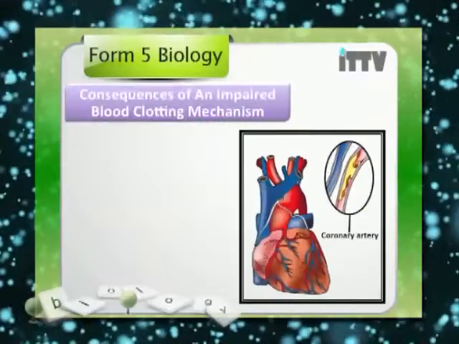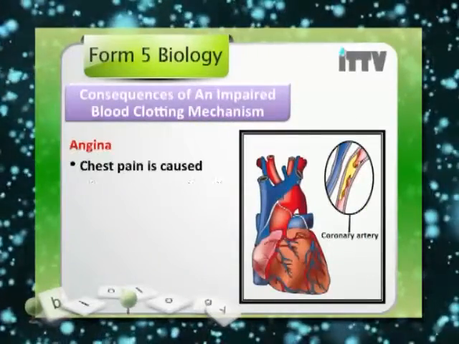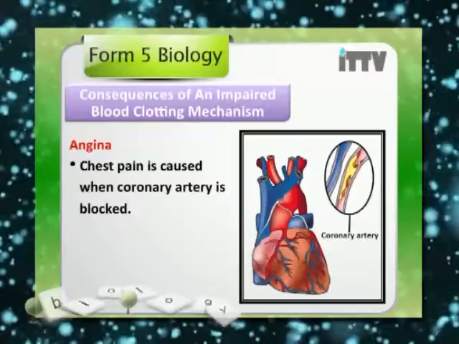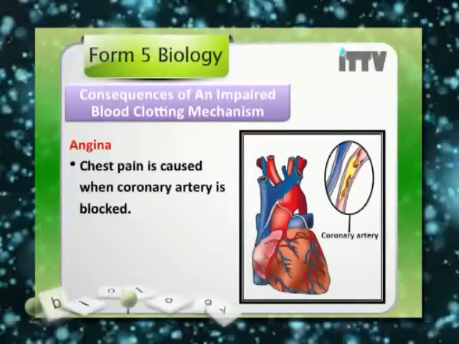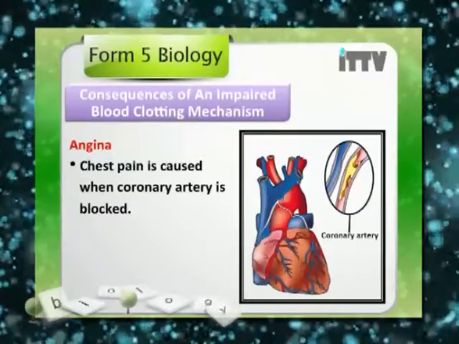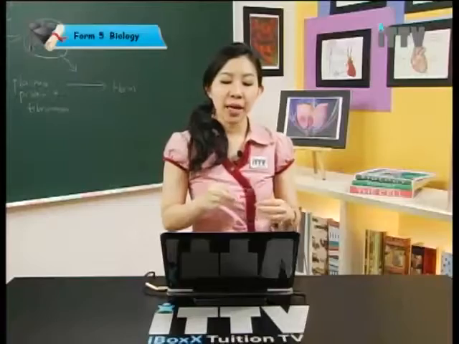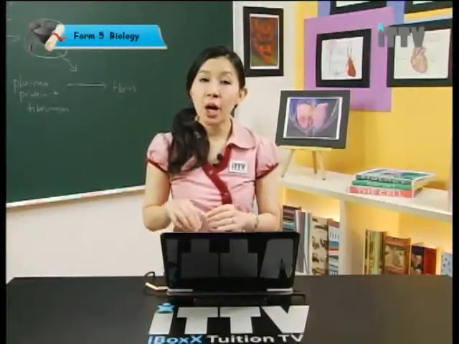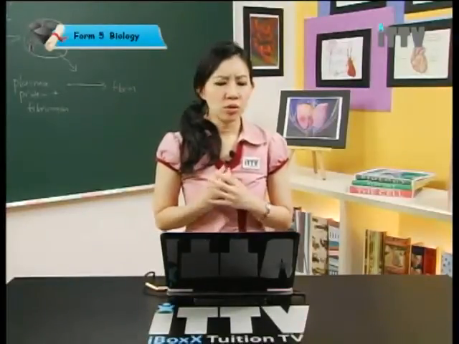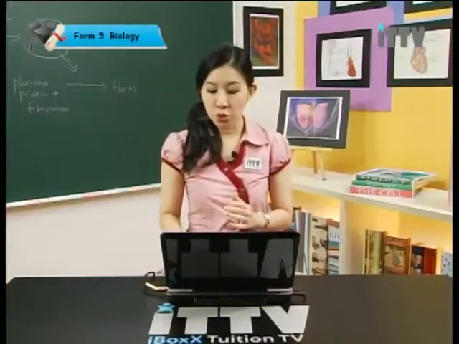So we could have consequences like myocardial infarction, whereby chest pain is caused when a coronary artery is blocked. So what happens is that if the embolus actually travels to a coronary artery, blocking blood flow, this could result in angina, which is known as chest pain.